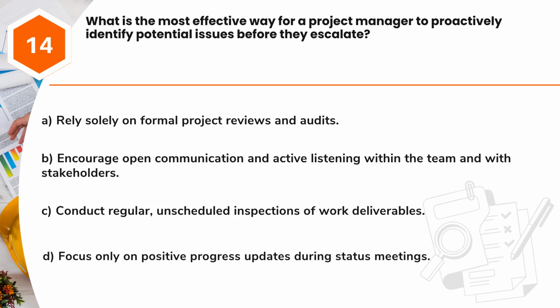Question 14. What is the most effective way for a project manager to proactively identify potential issues before they escalate? A. Rely solely on formal project reviews and audits. B. Encourage open communication and active listening within the team and with stakeholders. C. Conduct regular, unscheduled inspections of work deliverables. D. Focus only on positive progress updates during status meetings.